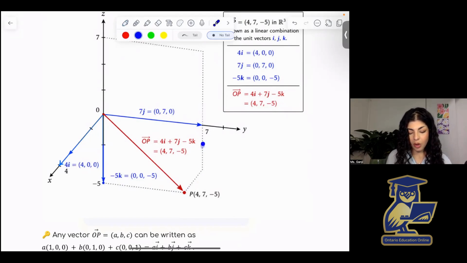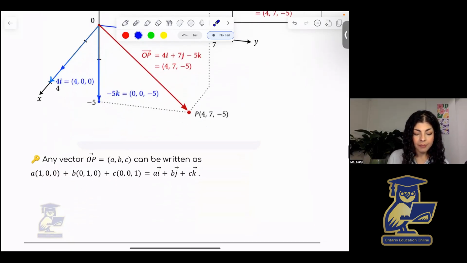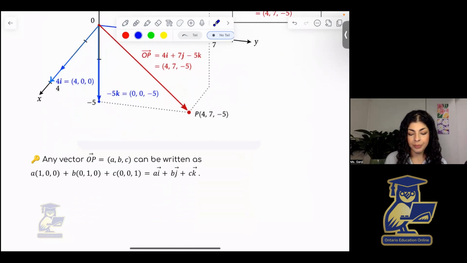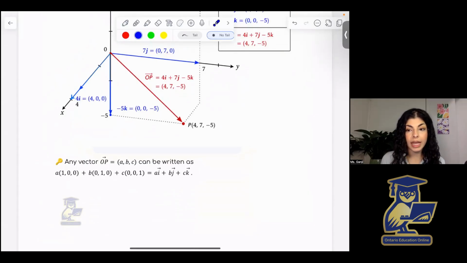Now, if you connect all of these, and this would have been that rectangular prism formation that we saw, this would just be our point P, which is 4, 7, -5, and this is the resultant vector there, given by OP, our position vector, starting at the origin. And so, just to put this as a claim, any vector OP given by A, B, C can be written as the linear combination of the unit vectors, both in component form and in the unit vector form, using just its own components, A, B, and C.